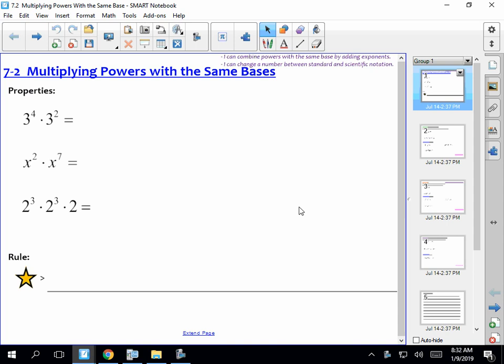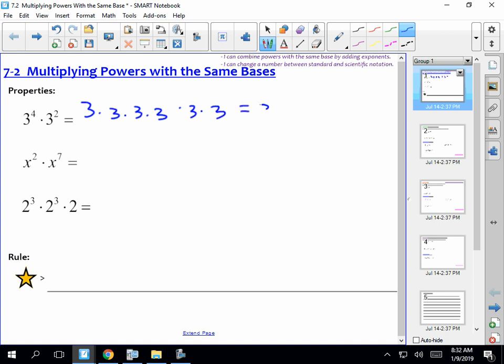Here's how it works. I don't say anything yet, but if you go back to the definition of what it means to be 3 to the 4th, that's 3 times 3 times 3 times 3. And the definition of 3 squared would be 3 times 3. If I count up all the 3's, I have 3 to the 6 because there are 6 3's represented there. So it works for a base 3.